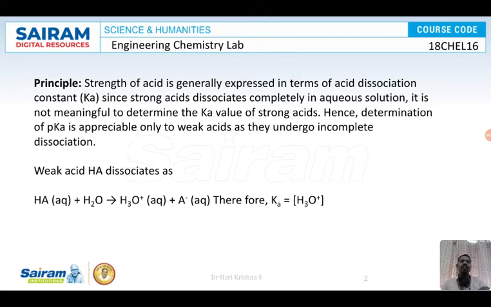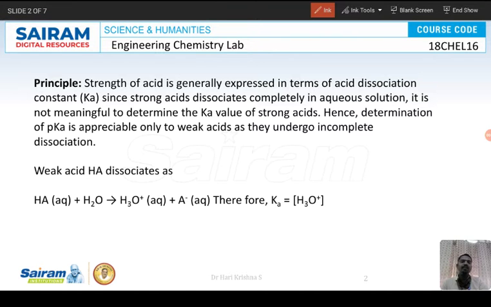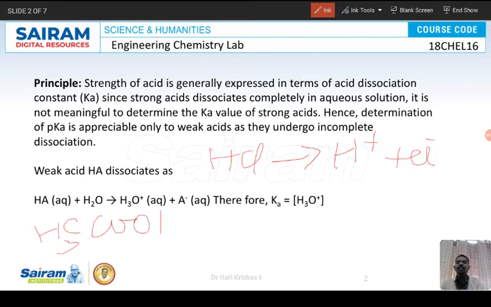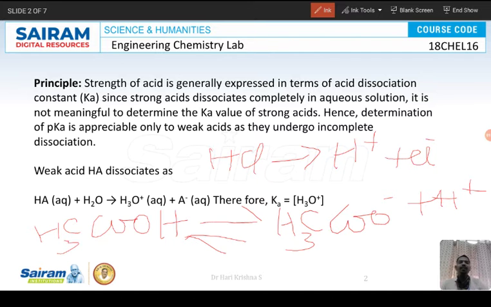Why? Let us see. As I told you, a strong acid dissociates completely into respective ions. So HCl dissociates to give H plus and Cl minus, whereas weak acids dissociate partially. For example, let us consider acetic acid, CH3COOH. It will dissociate partially to give CH3COO minus and H plus. So in a weak acid there is an equilibrium between reactants and products that is represented by K. Since it is an acid, it is represented by Ka, the acid dissociation constant. If it is a base, it is represented by Kb, the base dissociation constant.